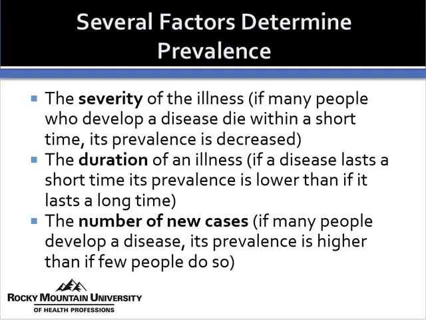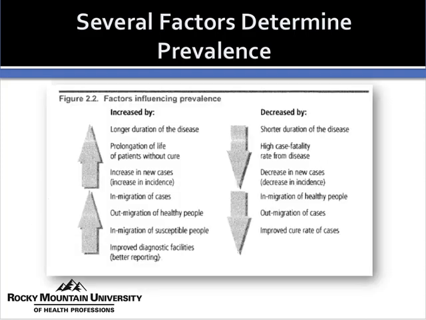Factors that determine prevalence: the severity of an illness. If many people who develop the disease die within a short time, the prevalence will be decreased. The duration of the illness. If it lasts a short time, the prevalence is lower than if it lasts a longer period. And the number of new cases. If many people develop the disease, the prevalence is higher than if few people do so. Here's a figure illustrating things that increase prevalence and things that decrease prevalence. Feel free to pause the recording and read through that as desired.